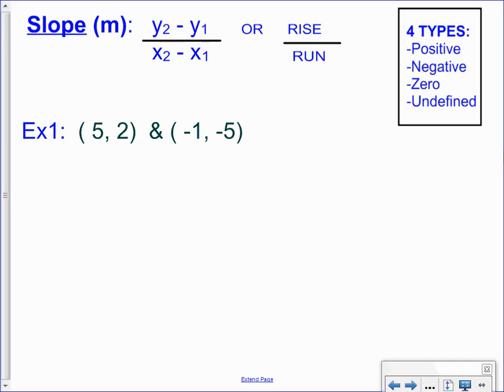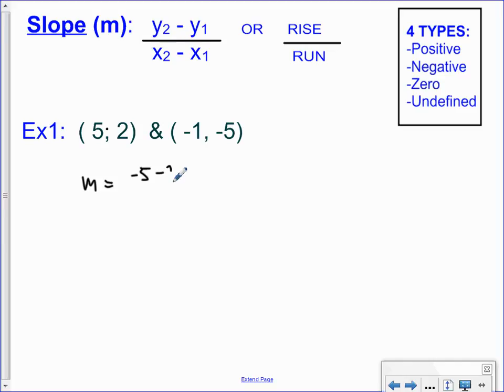There are 4 types of slope: positive, negative, 0, and undefined. We'll talk about all 4. So let's try example 1. Find the slope of example 1. Just pick a point to start with. So pick one of the y points. -5 is definitely a y. If you pick 2, that's good too. Let's pick -5.